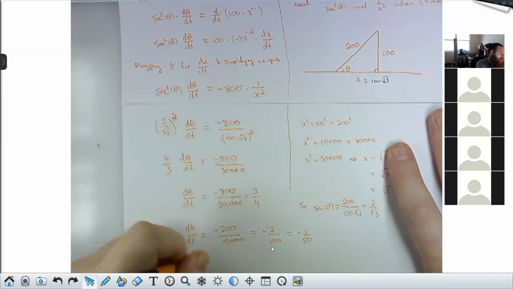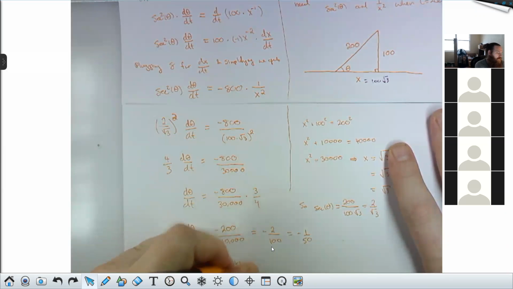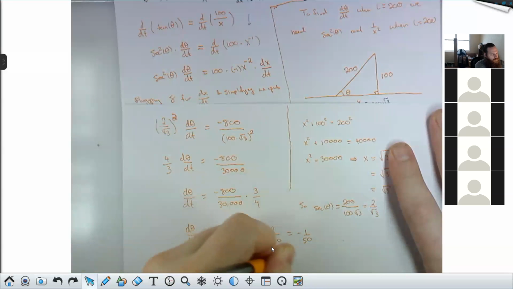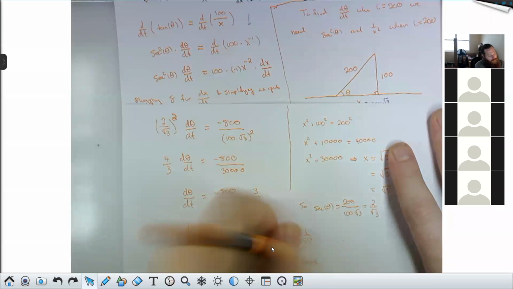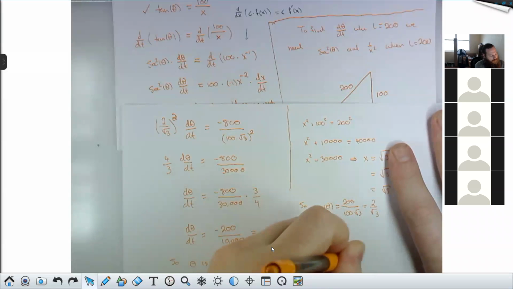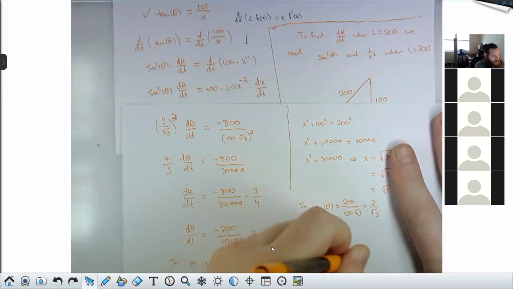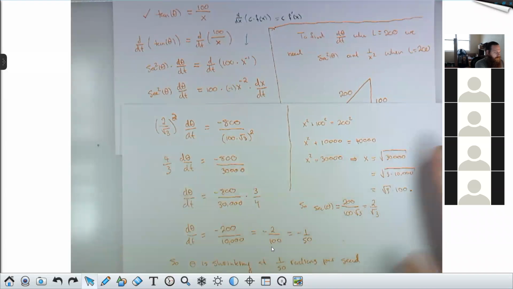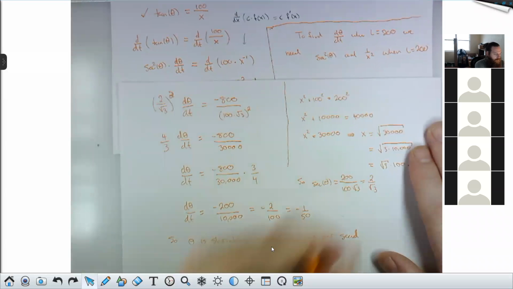So theta is shrinking at 1/50th radians per second. That's what's going on here.